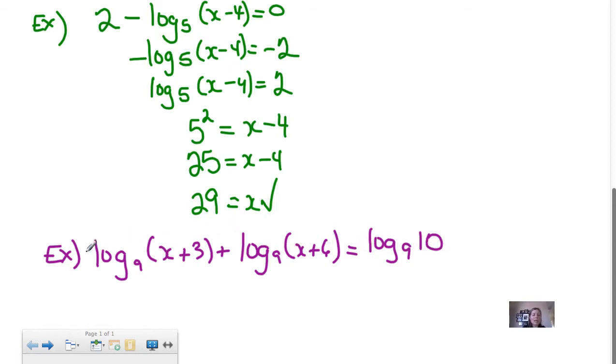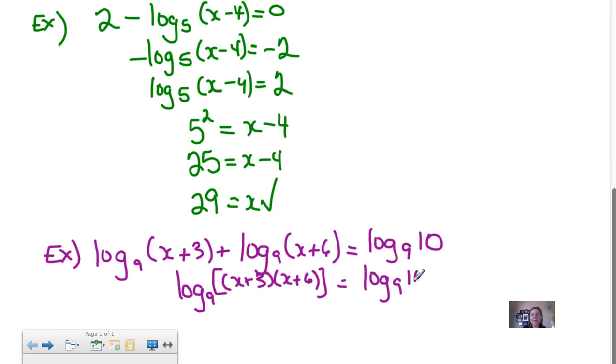So what I want to do is combine this left-hand side together using my log properties. And I know that if I have logs with the same base and I'm adding them together, what I can end up doing is just multiplying the arguments as a single log. So I'm going to rewrite the left-hand side as a single log. So log base 9 of x plus 3 times x plus 6. And then the right-hand side is log base 9 of 10. So now we're at the point where we have log something equals log something else. I only have one log on either side.